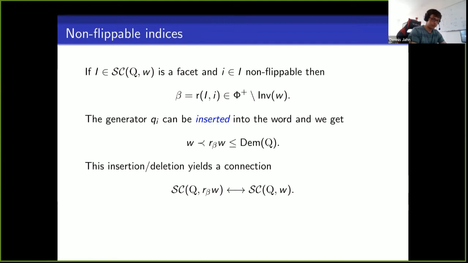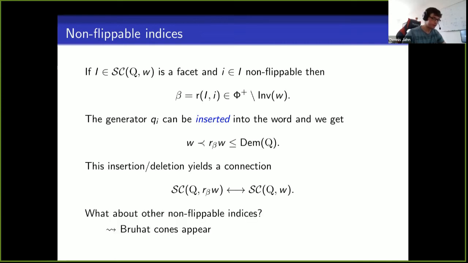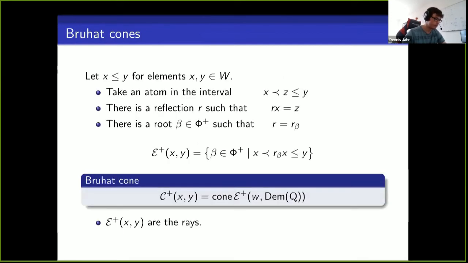This insertion of letters, or the other way around, deletion, yields a connection between those subword complexes of cover relations. So we fix the word Q and have here W and here the upper cover R_beta W. And we can ask a question now: what happens if we consider all of these upper covers that are still below our Demazure product? And this leads to the introduction of Bruhat cones in the context of subword complexes.